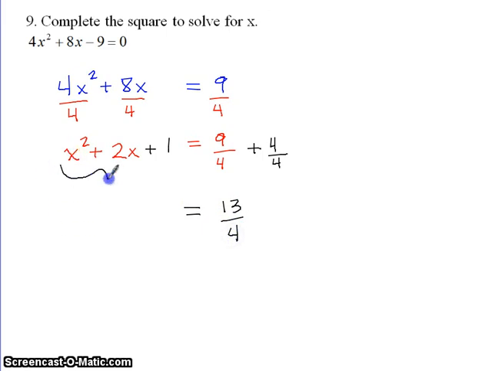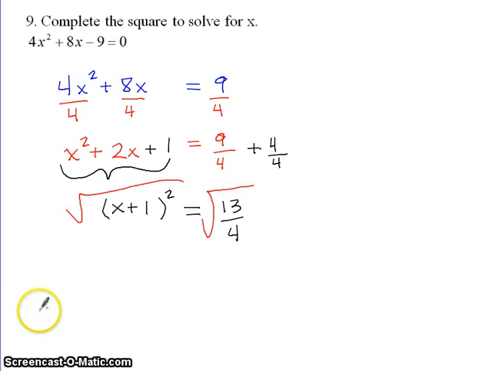And on the left here we have what's called a perfect square trinomial. At this point here, I can square root both sides and solve for x. Skip a few steps here. And voila, square root of 4 is 2.